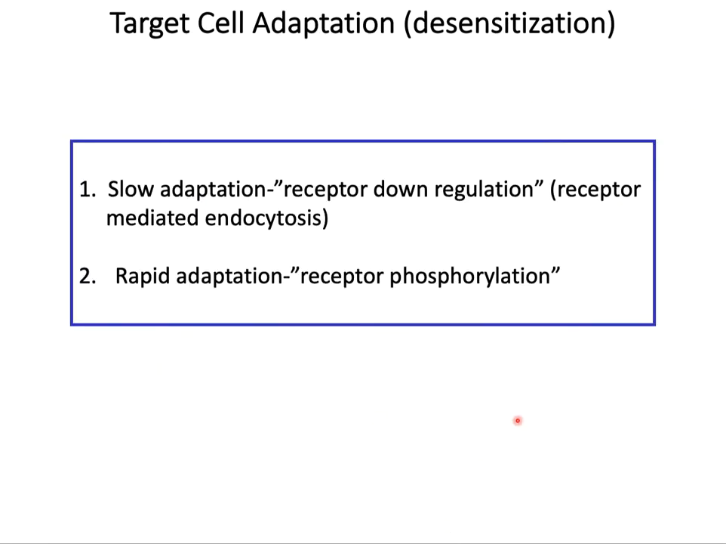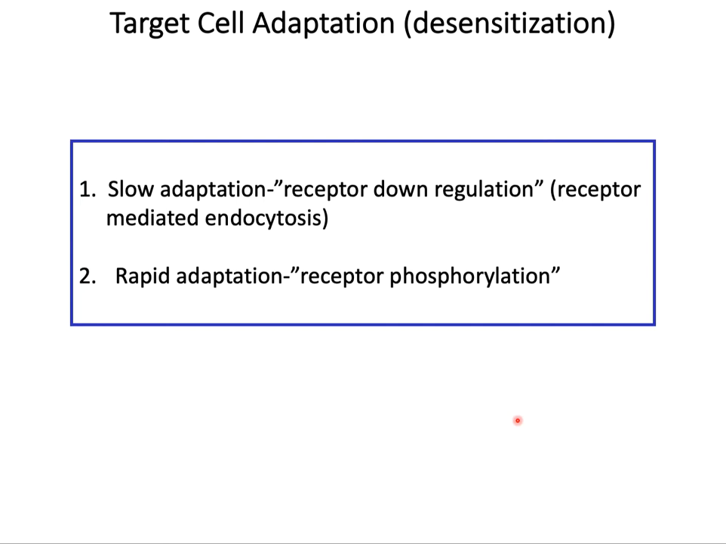So up to now, we have been looking at examples of signaling within the cells, and we have been talking about what turns on these signals in the cell. But a discussion of cell signaling is incomplete unless we talk about how cells may turn down this type of signaling. So I just want to very briefly look at two different ways in which the target cells actually adapt to signals and turn down signaling once it is activated.